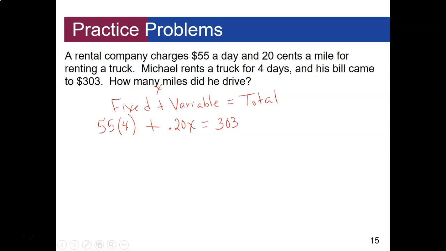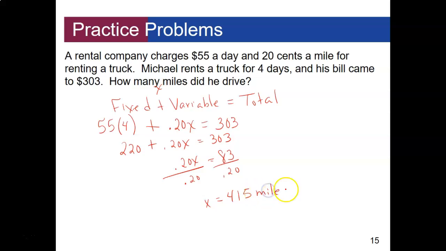So when I look at multiplying this out, I get 220 plus 0.20x equals 303. And then if I subtract the 220 from each side, I'll have 83. I want to divide away the 0.20, and we're going to get 415, and that's going to be in miles.